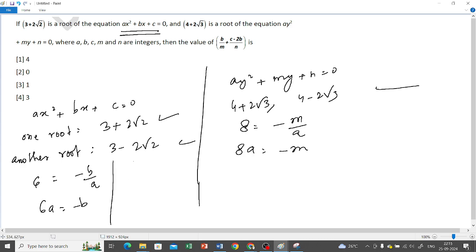Now product of roots. Now tell me, if I do the product of this thing, what am I going to get? a square minus b square. So that is going to be what? 9 minus 2 root 2 whole square.